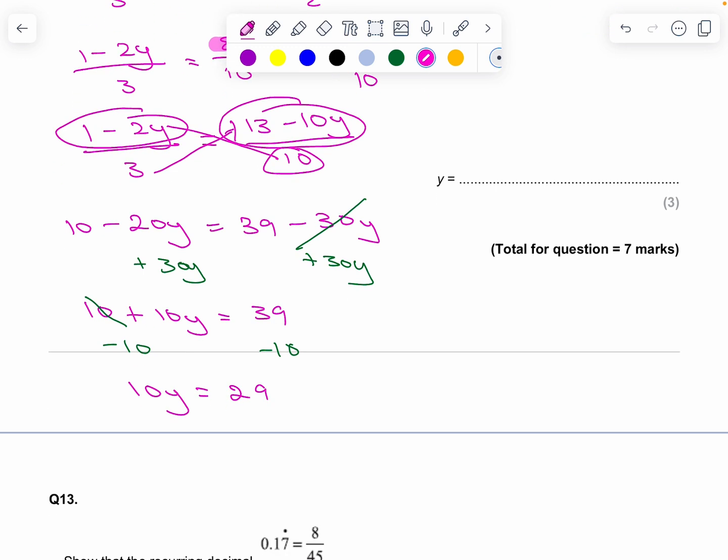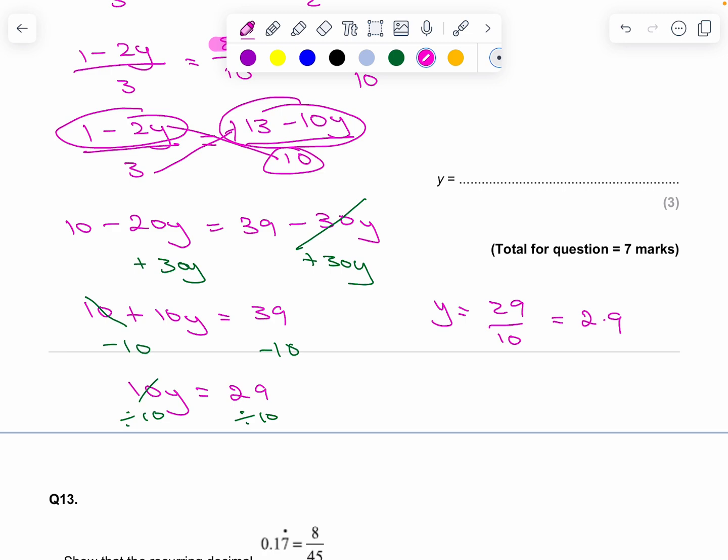Then to get rid of the times by 10, I'm going to divide by 10 to give me y equals 29 over 10, which you could write as 2.9. So 29 over 10 is 2.9. You can do that on the calculator.